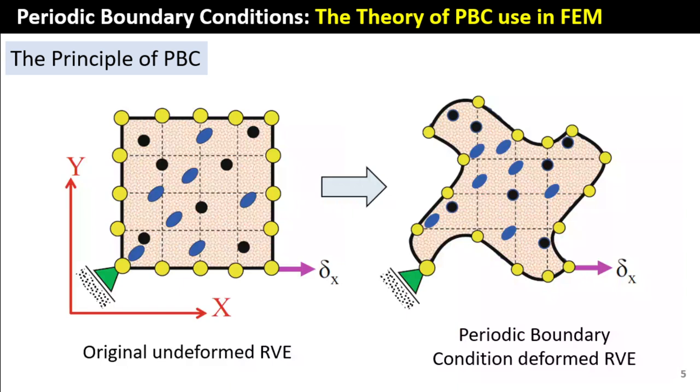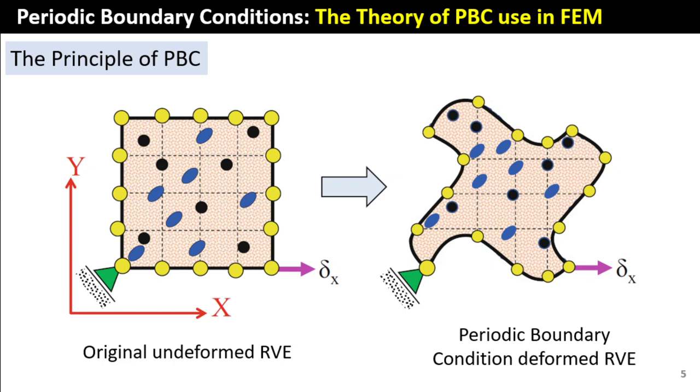Okay, so let's look at what the theory is and how you can actually do this. So this is a non-deformed representative volume element. What we want to do is to apply some kind of periodic boundary condition. So we end up with a periodic boundary condition deformed RVE, which is typically characterized by the mirror image of the faces or the edges. So for example, this edge is mirror image to the other edge, and this other is mirror image to the other. This is the feature you see most of the time with periodic boundary condition. And that's also why some people call it a cyclic boundary condition, because of this repetition in terms of the displacement of one face with another face.